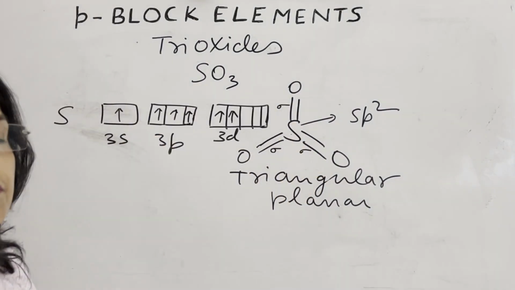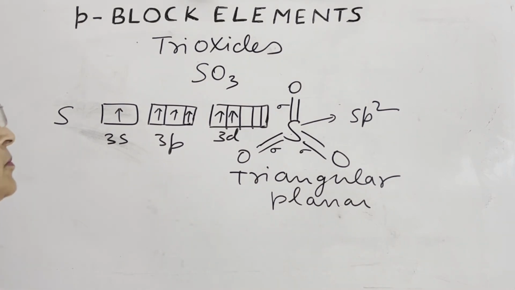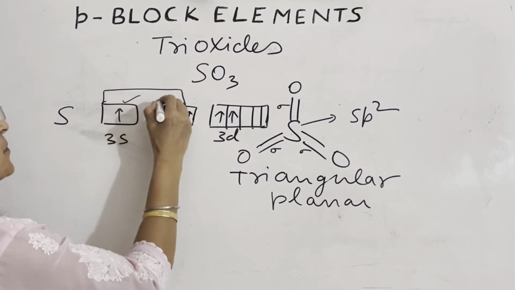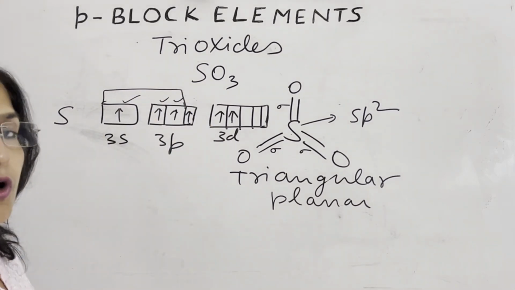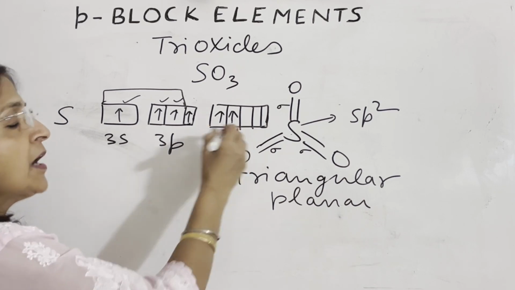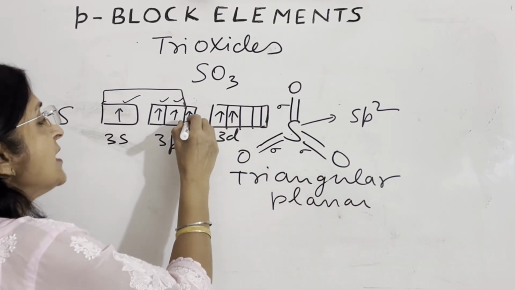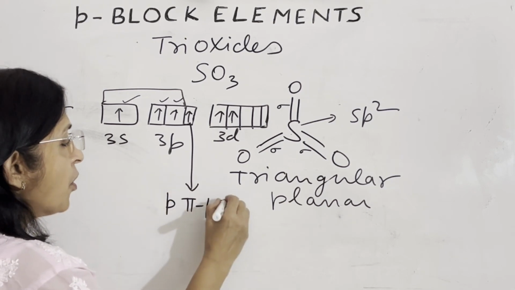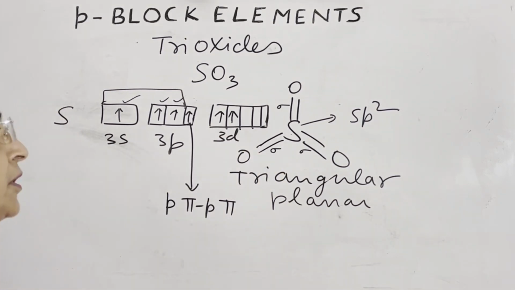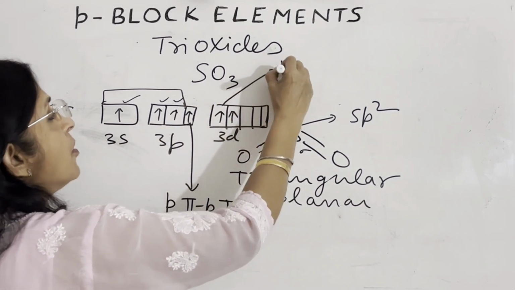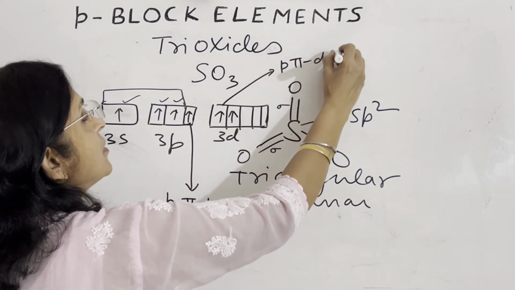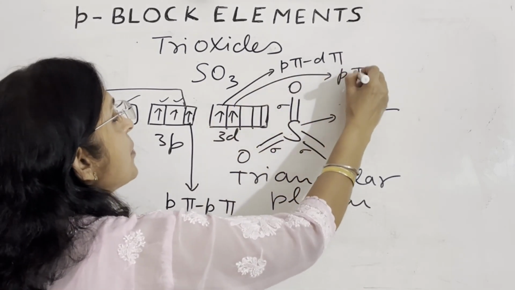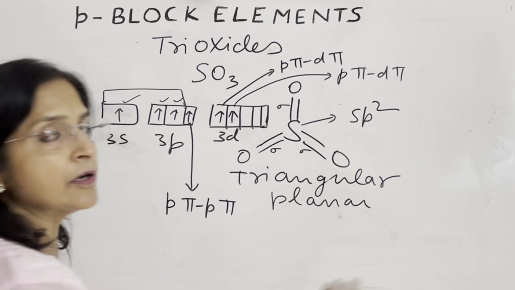This is the outermost electronic configuration of the sulfur atom. Sulfur is sp2 hybridized. In hybridization, these three orbitals participate. Now, three half-filled orbitals are left. One is a 3p orbital and two are 3d orbitals. This half-filled p orbital electron will form a p-pi p-pi bond with one of the oxygen atoms. This half-filled d orbital will form a p-pi d-pi bond with the second oxygen atom. And this half-filled d orbital will form a p-pi d-pi bond with the third oxygen atom.